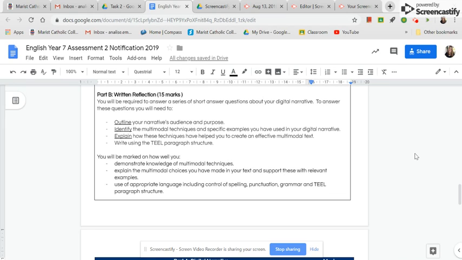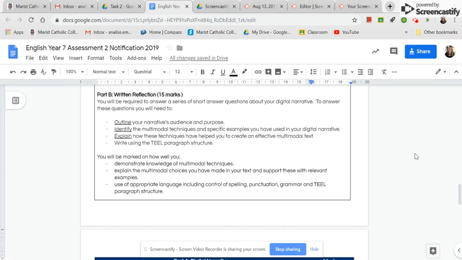You need to have an idea before you go into class on the 11th of September which ones you've used in your story. Number 3, you need to explain how these techniques have helped you to create an effective multimodal text. So you need to think about, firstly, what are all the features? But then, secondly, how have those features helped me, you, to create a story, and an effective story, one that is engaging? You will also need to be ready to use the TEAL paragraph structure in your answers, okay?